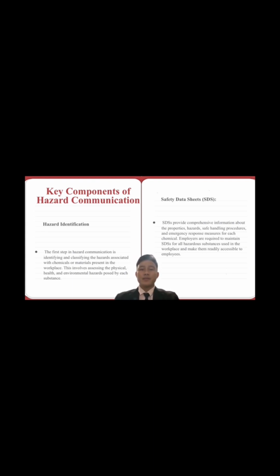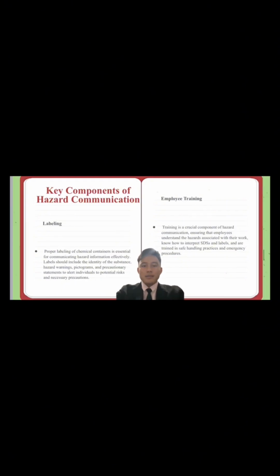Secondly, safety data sheets. SDS provide comprehensive information about the properties, hazards, safe handling procedures, and emergency response measures for each chemical. Employers are required to maintain SDS for all hazardous substances used in the workplace and make them readily accessible to employees. The second last is labeling.